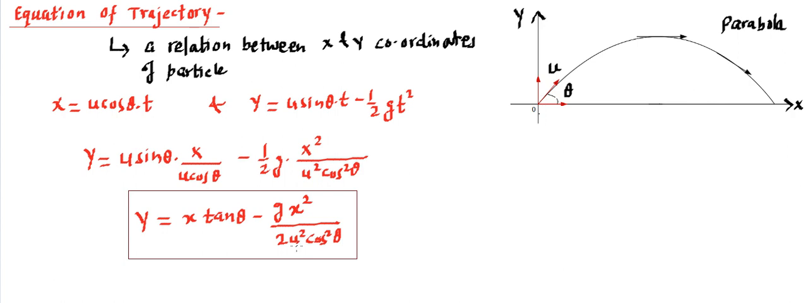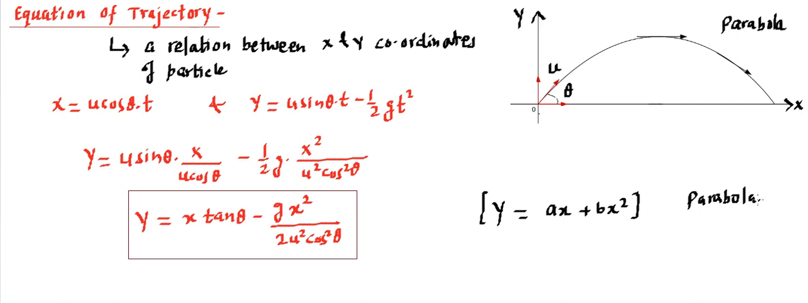So if u is given to us, theta is given to us, and g we already know, then this is going to be a relation between x and y. If you compare this, it's written like y is equal to ax plus bx square, where a and b are constants. So it has x square and x terms. So from here we can say this is a parabola.